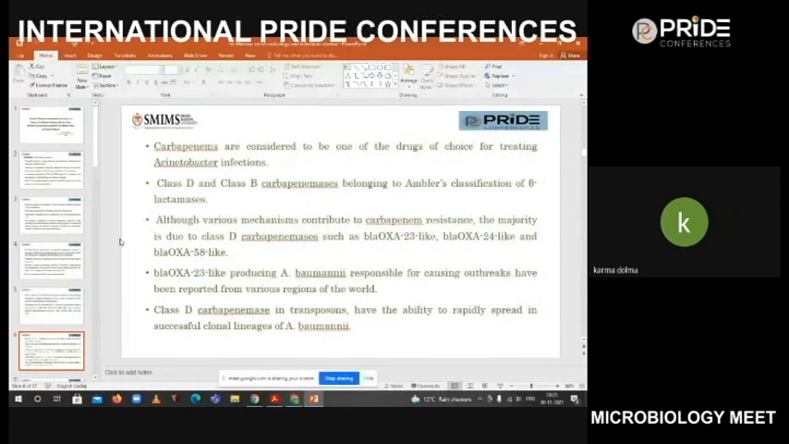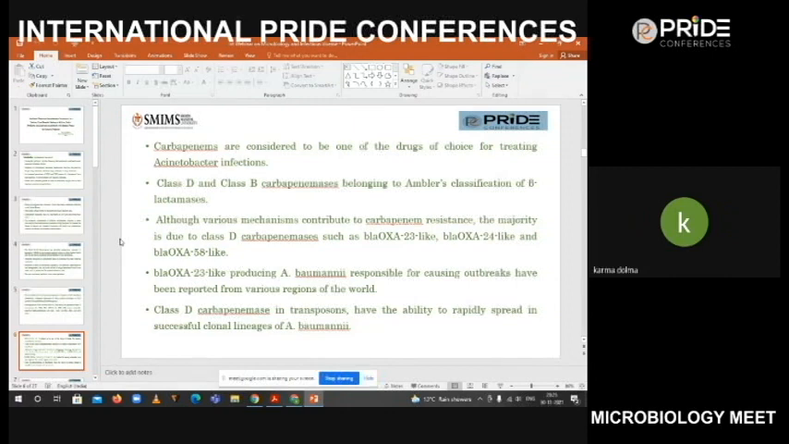So, carbapenem resistance in A. baumannii is now mainly due to class D and class B carbapenemases that belong to the Ambler class of beta-lactamase. Although various mechanisms contribute to carbapenem resistance, the majority is due to class D carbapenemases like OXA, BLA OXA 23, 24, 58, and so on.